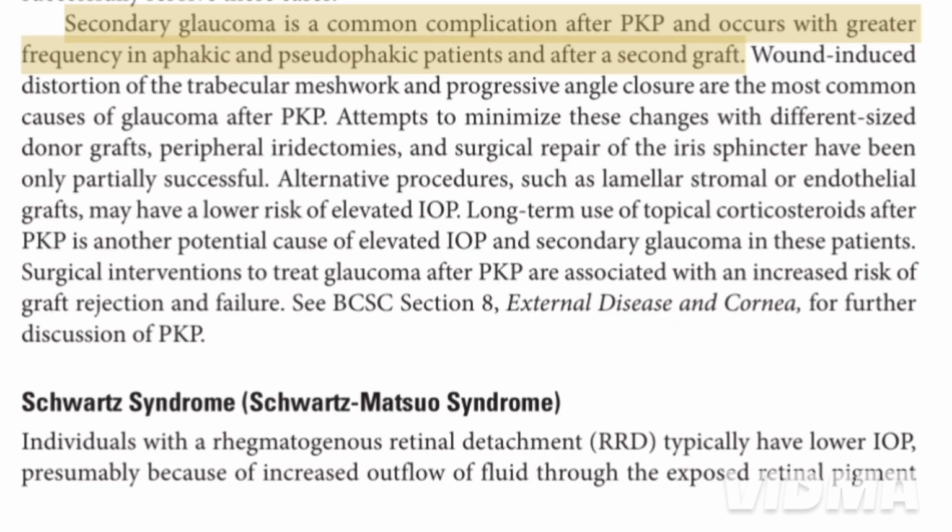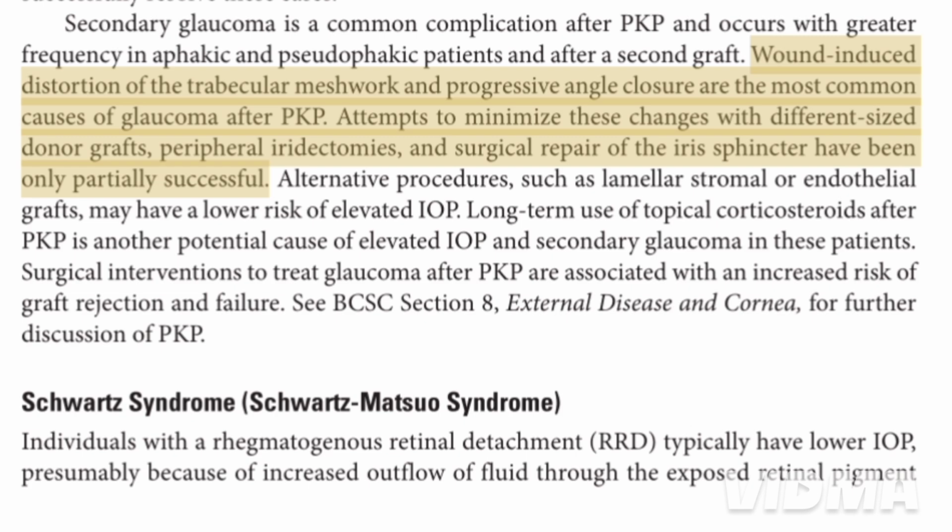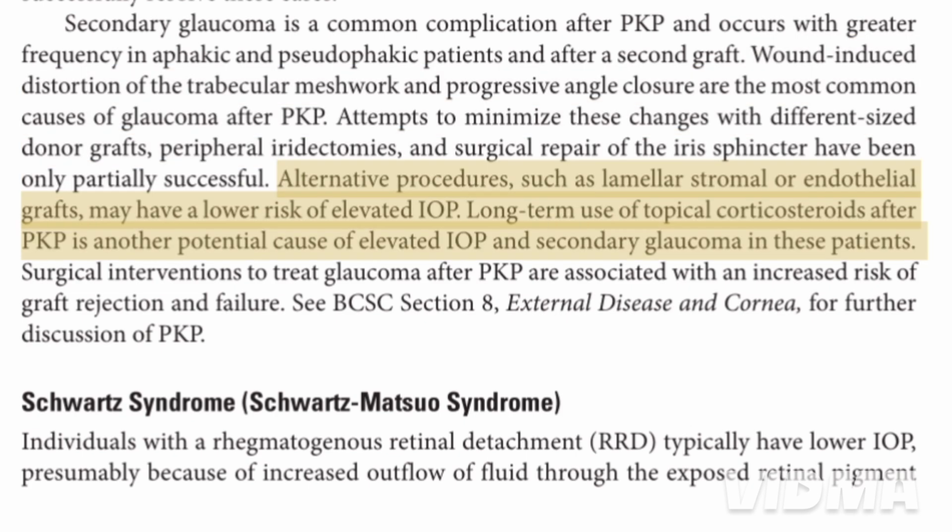Secondary glaucoma is a common complication after PKP and occurs with greater frequency in aphakic and pseudophakic patients and after a second graft. Wound-induced distortion of the trabecular meshwork and progressive angle closure are the most common causes of glaucoma after PKP. Attempts to minimize these changes with different-sized donor grafts, peripheral iridectomies, and surgical repair of the iris sphincter have been only partially successful. Alternative procedures, such as lamellostromal or endothelial grafts, may have a lower risk of elevated IOP.